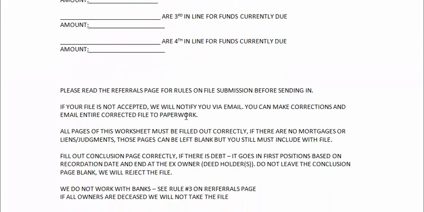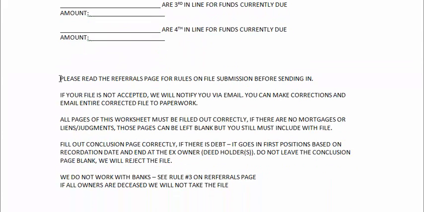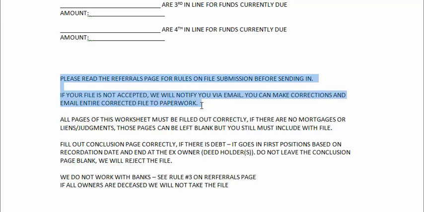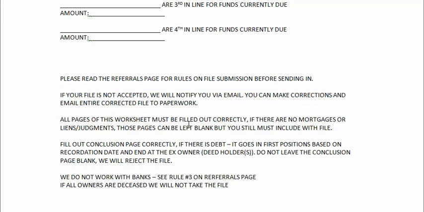All right. This is extremely important, and I think this is what is driving us a little nuts. We're really trying to help you guys by updating the referrals page that I talked about earlier, and also the questions and answers page on the support page. Guys, read that page. There will be changes there. The rules are all laid out there. It's extremely important that you keep up to date on that. All pages must be filled out correctly.